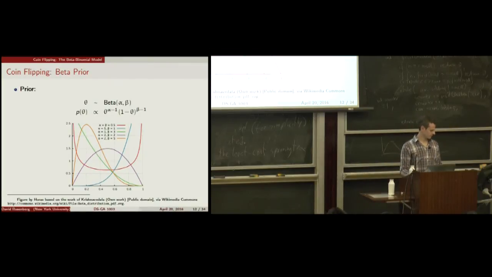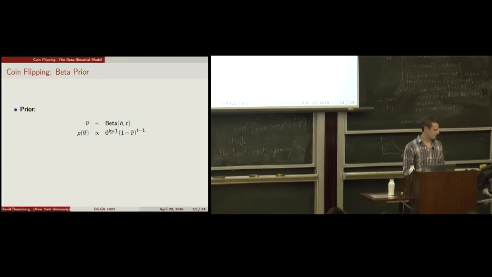Okay. So we could pick a prior. This is what the density function looks like for the beta. It's proportional to, and that looks a lot like Bernoulli. That looks a lot like the likelihood function, the likelihood model.